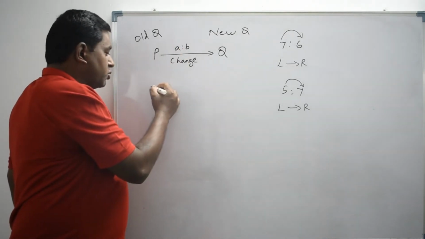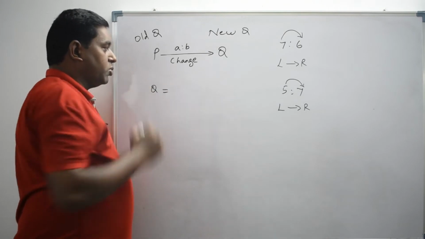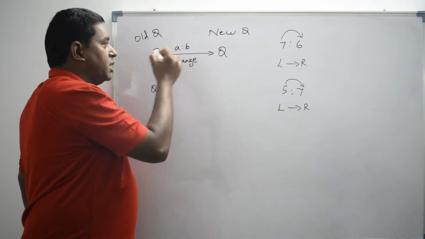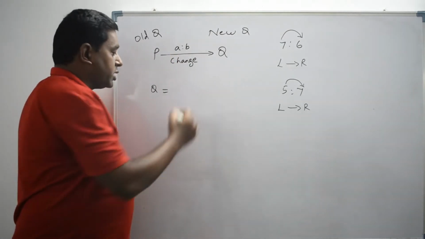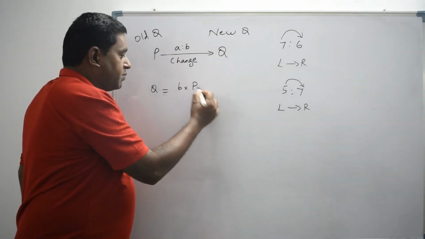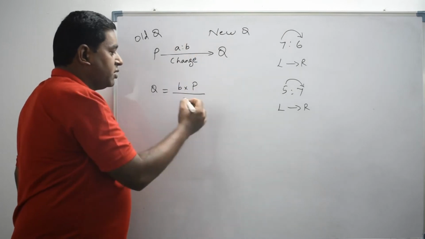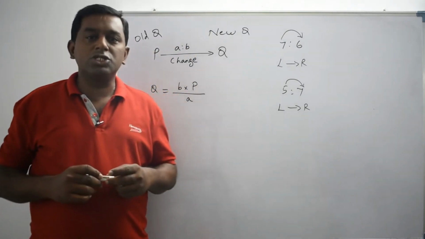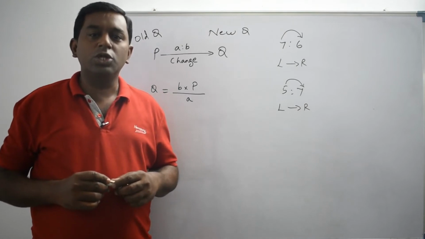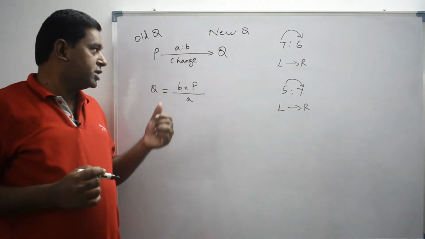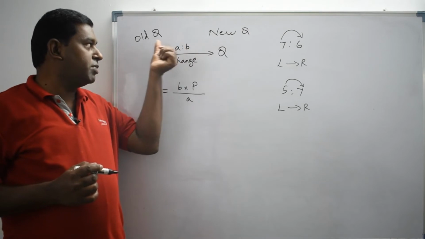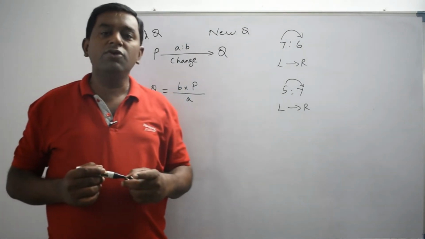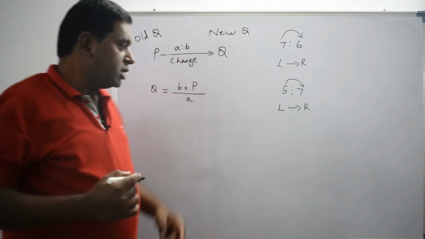So the formula to know the new quantity Q is equal to, you have to multiply the second term of the ratio B by the original quantity, that is B times P, and this product has to be divided by the first term of the ratio. So whenever a quantity is changed to another quantity in a ratio, the formula to find the new quantity is the second term of the ratio to be multiplied by the old quantity, and the product has to be divided by the first term of the ratio. Let's look at an example.